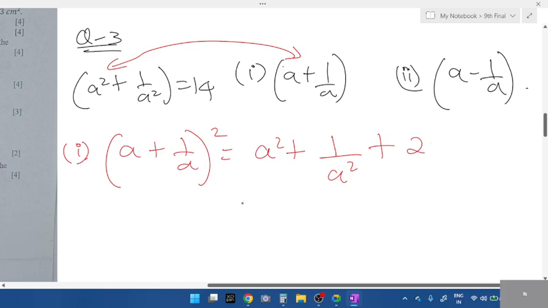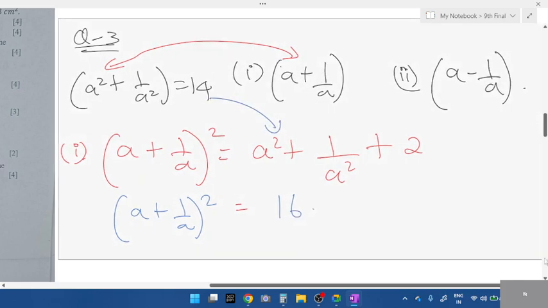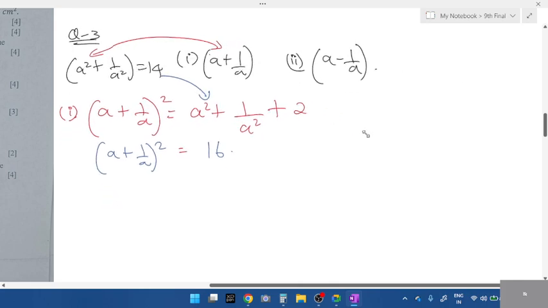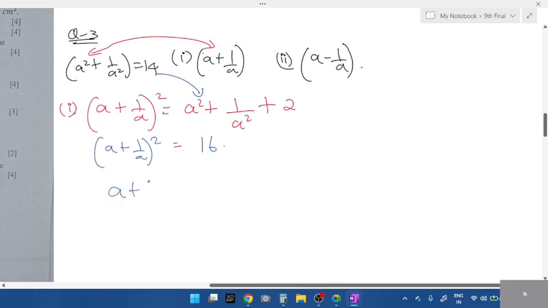Okay. Now tell me which one you have to substitute. Which value is given? So this one remains as it is. a square plus 1 by a square is 14, plus 2 is how much? I have substituted 16. I just need a plus 1 by a. What happens to the root value? And how much is root 16? Is it clear? Now first is done.